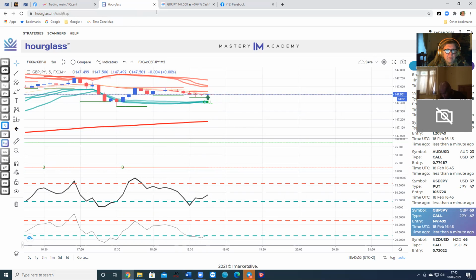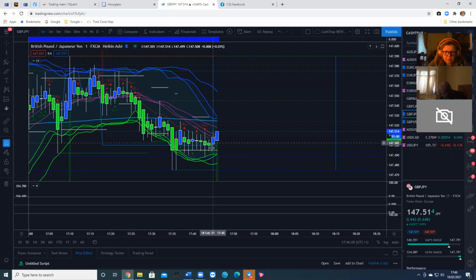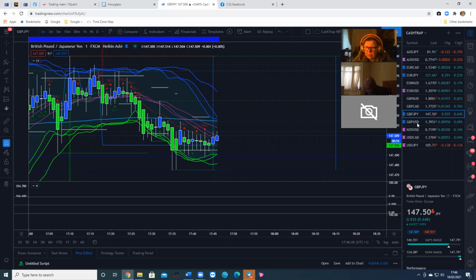501 on HourGlass, 508 on TradingView. Already moved. See that move there? Still pushing up. So we haven't got one there, I'm afraid. We've just missed that. It suddenly moved.